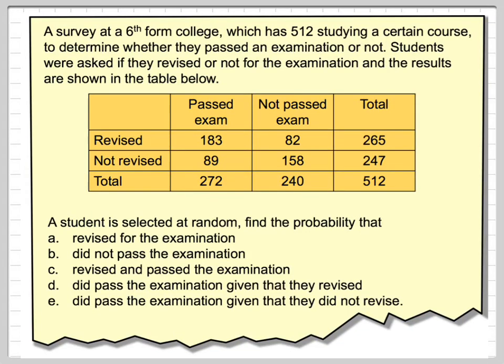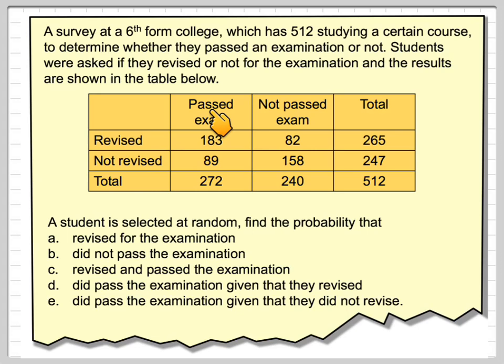Okay, this question is a little bit wordy. A survey at a sixth form college, which has 512 students studying a certain course, is done to determine whether they pass the examination or not. Students were asked if they revised or not for the examination, and the results are shown in the table below. This is called a two-way table.